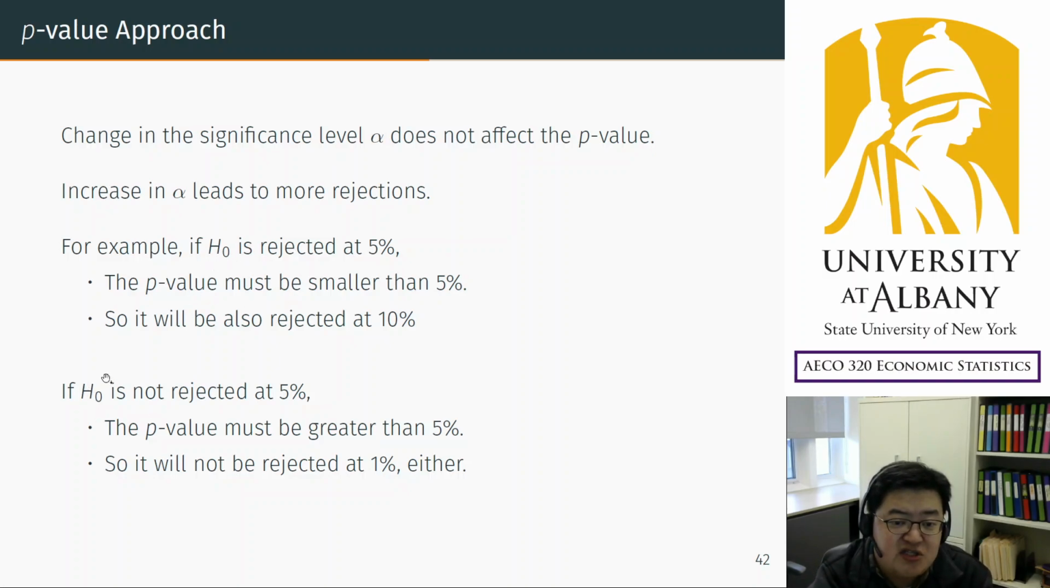Vice versa, if H0 is not rejected at 5%, then that means the p-value is greater than 5%. So you don't need to think about significance levels smaller than 5%, because it will not be rejected either, automatically, by construction. So this is how alpha and the p-value are compared, and now you can understand what happens if alpha increases or decreases.